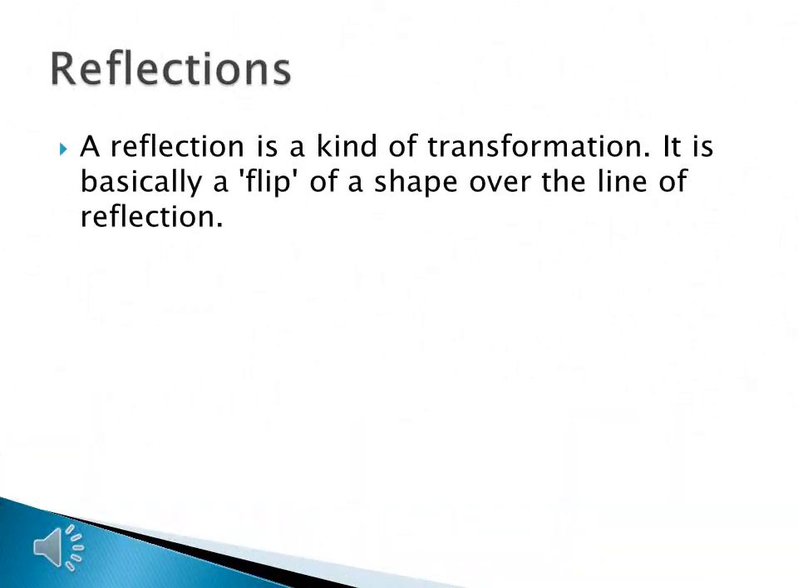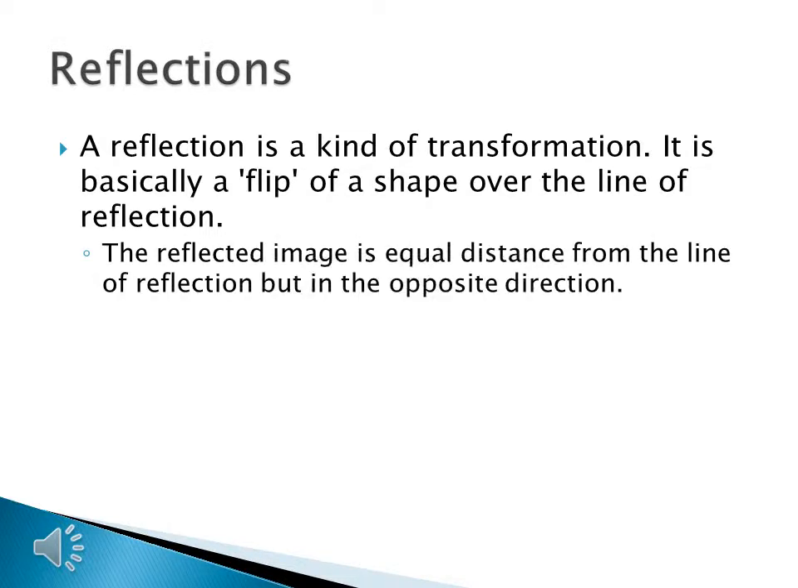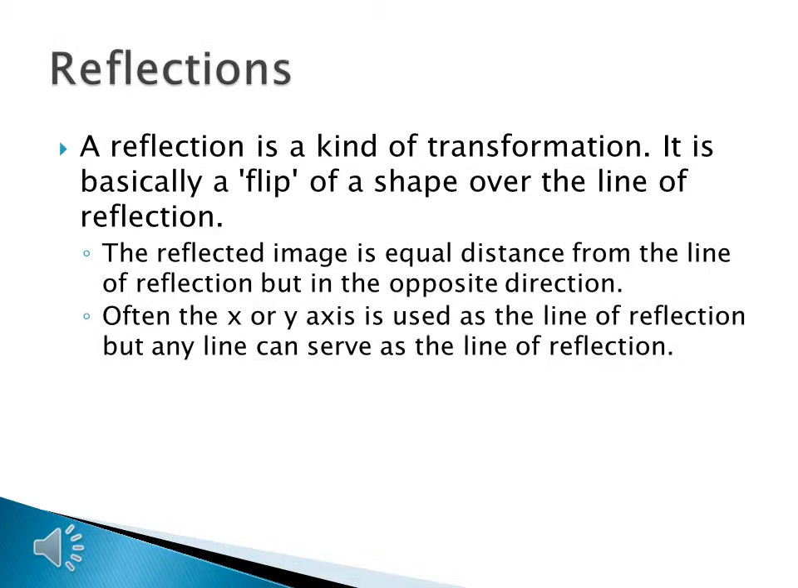A reflection is a kind of transformation. It is basically a flip of a shape over a line of reflection. What you need to know is that that line of reflection can be anywhere. In our example, we're going to use x equals 2. It could be an axis, or it could be a different line.